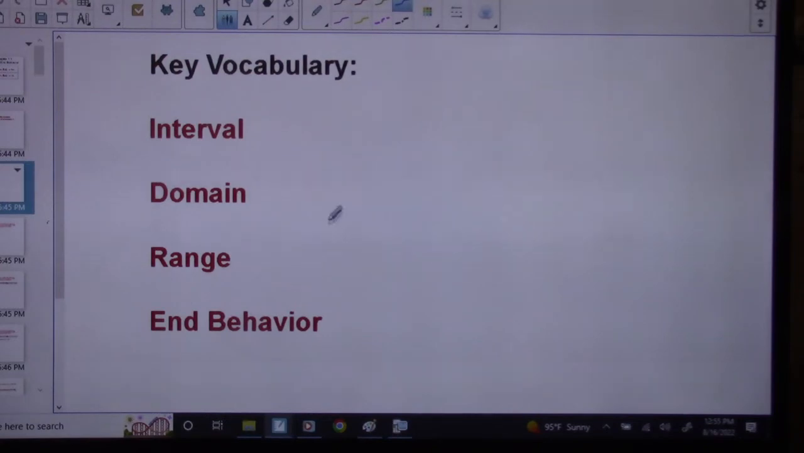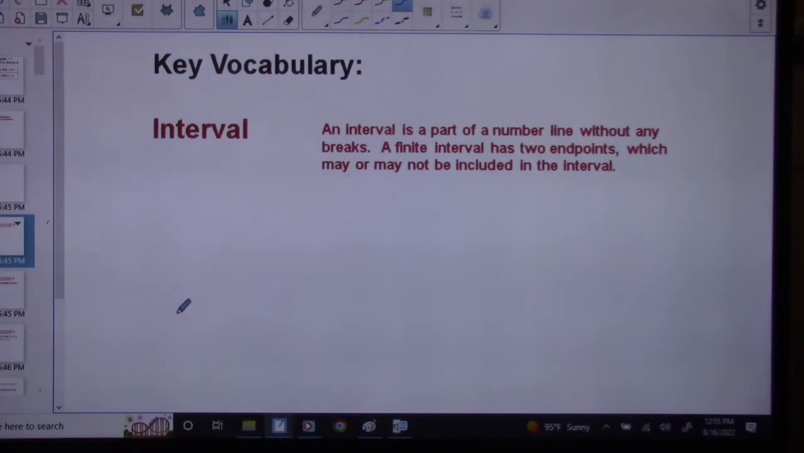And we're going to examine these pieces of vocabulary today. The first one of which probably is what an interval is. So let's look at that. Okay, now an interval is part of a number line without any breaks. Okay, unbroken. It's part of a number line without any breaks. And a finite interval has two endpoints which may or may not be included in the interval. And we're going to talk about what those endpoints look like. So we're going to be looking at number line graphs to begin with here.